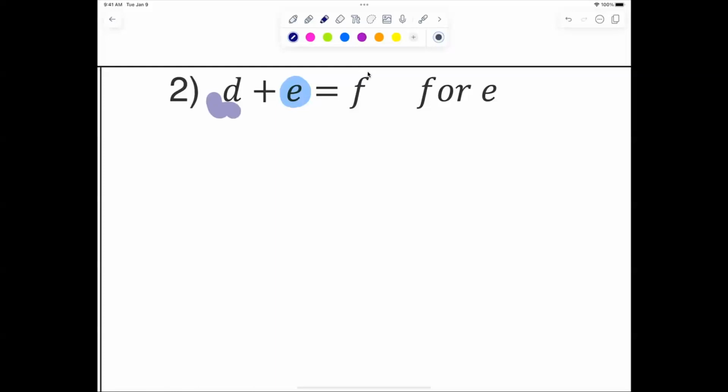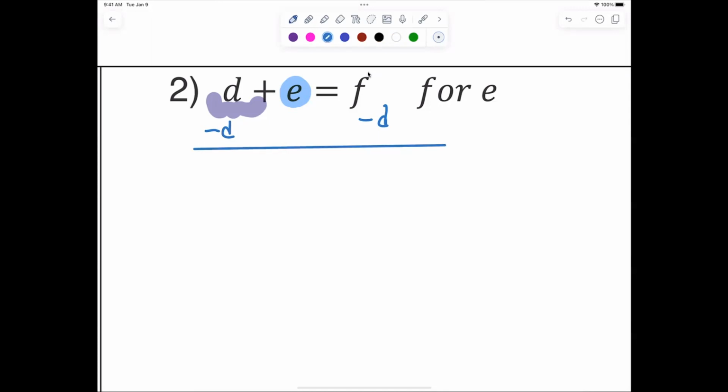The D is in the way, so I have to move it away from E. To move it away from E, I'm just going to subtract it. If you need to write minus D, go ahead and do that. Do I expect you to do that, though? No, you should know that by now.